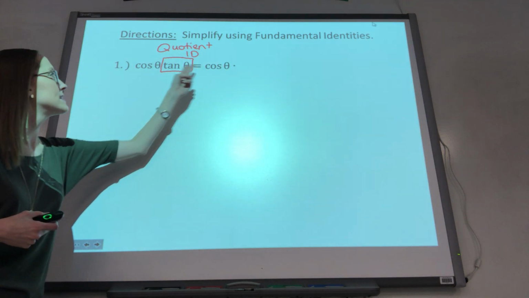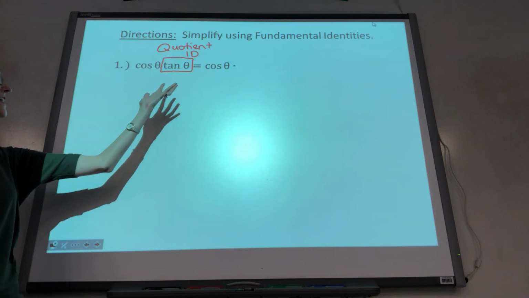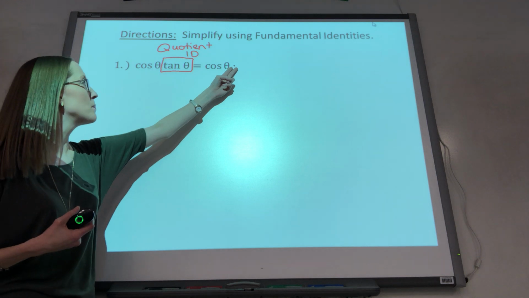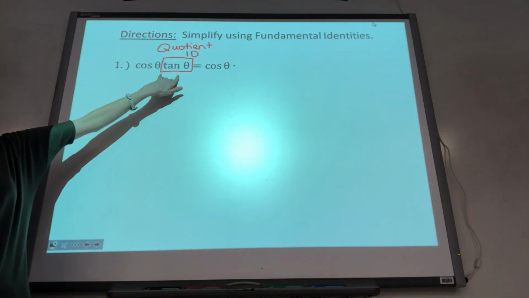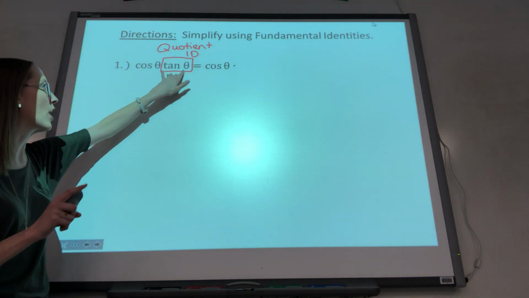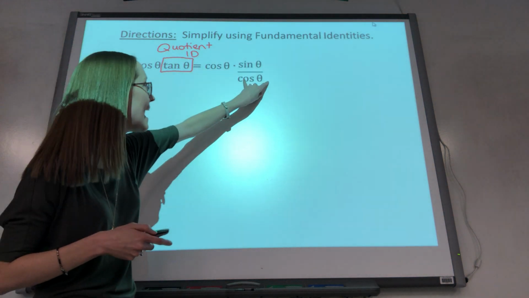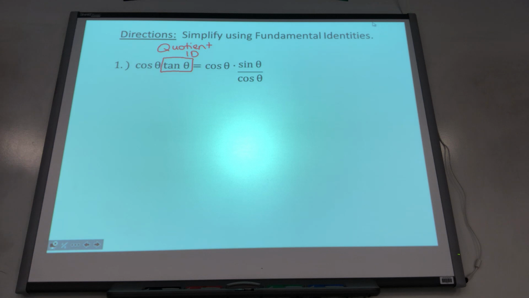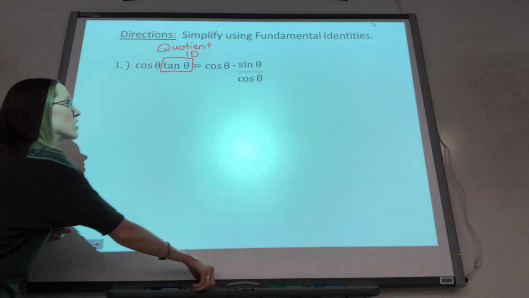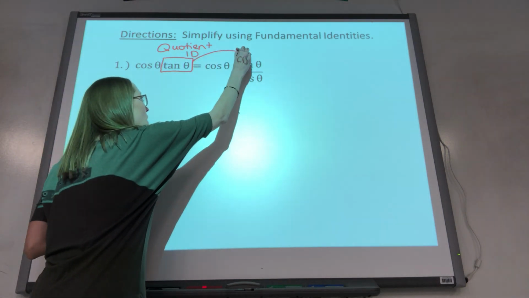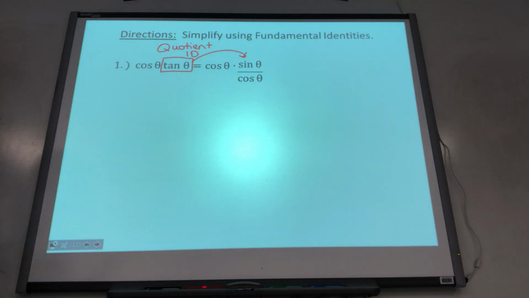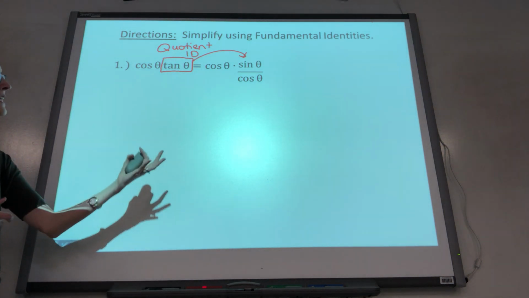And remember, this is technically multiplication here. So I'm going to multiply by not tangent of theta anymore. I'm rewriting tangent of theta as sine of theta over cosine of theta. If you want to draw a little arrow there, just so you know, that is what tangent turned into.